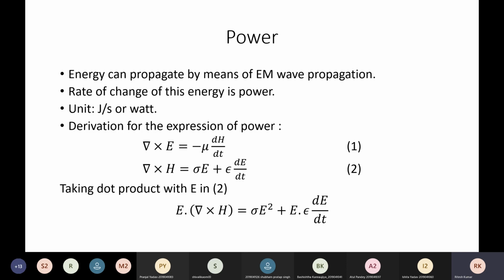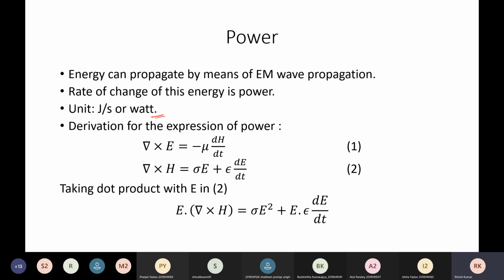So coming to the first slide, we know that energy can be propagated by means of EM wave propagation. We have some initial value of electric and magnetic field, and that electric and magnetic field contains some energy in the form of electric and magnetic energy. Now this rate of change of energy is known as power. So what is the unit of power? Joule per second. The unit of energy is joule. And this joule per second can also be seen as watt.